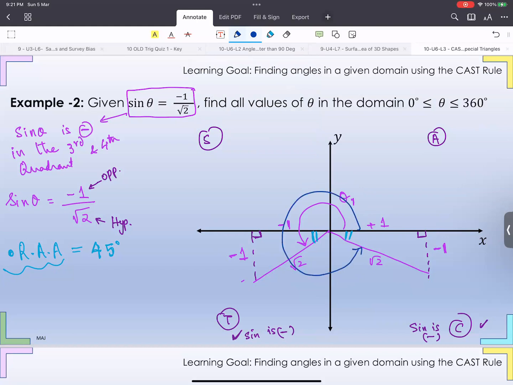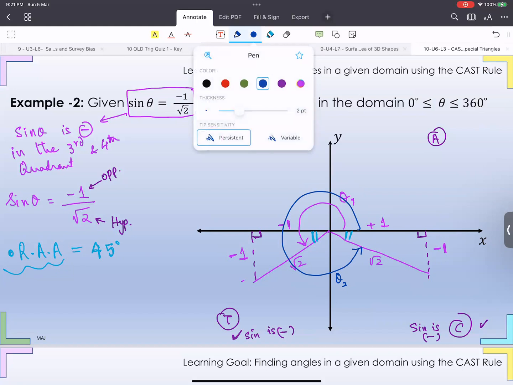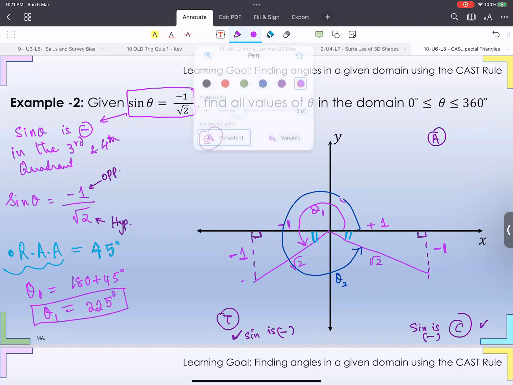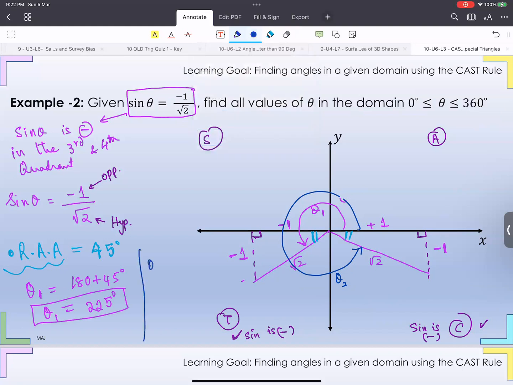Okay, so that is theta 2. So what is theta 1 then? Theta 1 is... I'm trying not to clutter this up, but it does seem to get cluttered very easily. Let's put theta 1 here. What is theta 1? Theta 1 is 180 plus 45, 225 degrees.